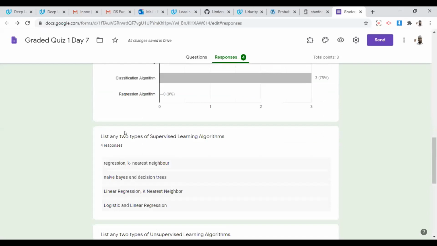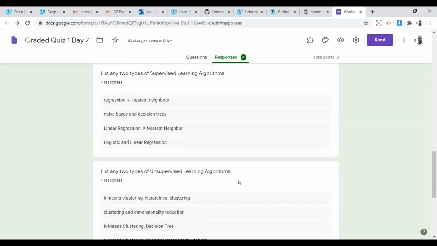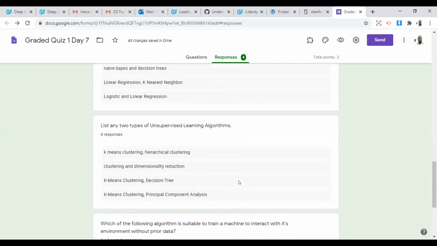The next is list any 2 types of supervised learning algorithm. And we have a wonderful list here: regression, k-nearest neighbor, naive Bayes, decision tree, linear regression. Yeah, so all these are correct answers. Next, list any 2 types of unsupervised learning algorithms. So k-means clustering, hierarchical clustering, and dimensionality reduction. Yeah, so that's also correct. And principal component analysis as well.